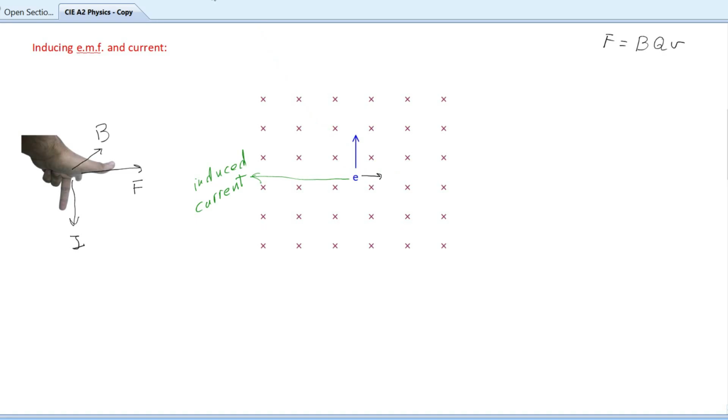But what if you don't have an electron? You have a conductor, a complete conducting wire, and you move this wire inside the magnetic field. Then you will have most of the free electrons moving to this side, making it negatively charged, which will leave the other side positively charged.